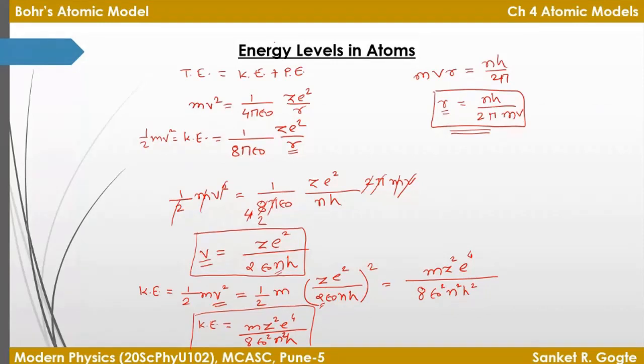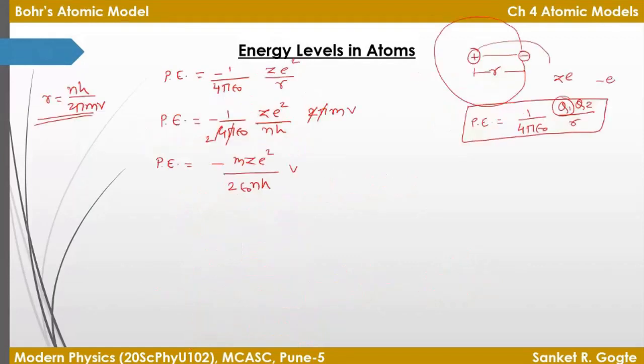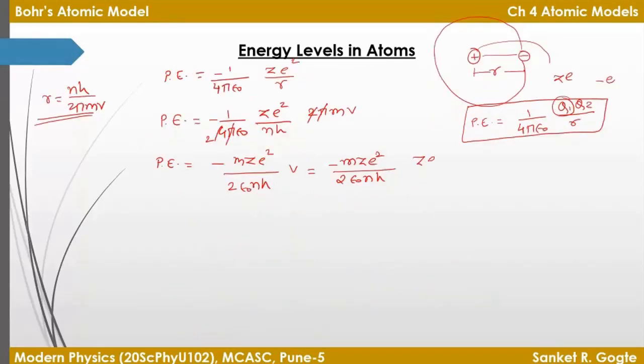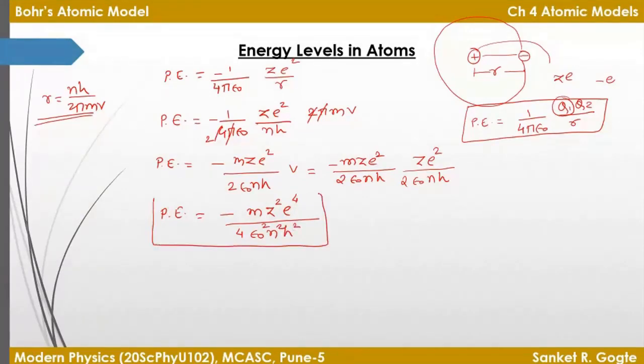So we will now use this right hand side of velocity into this relation, so that we can obtain the potential energy. So this therefore is equal to minus m z e square divided by 2 epsilon 0 n h into what is v? V is z e square divided by 2 epsilon 0 n h, and therefore potential energy turns out to be equal to minus m z square e to the power 4 divided by 4 epsilon 0 square n square h square. So this is potential energy.